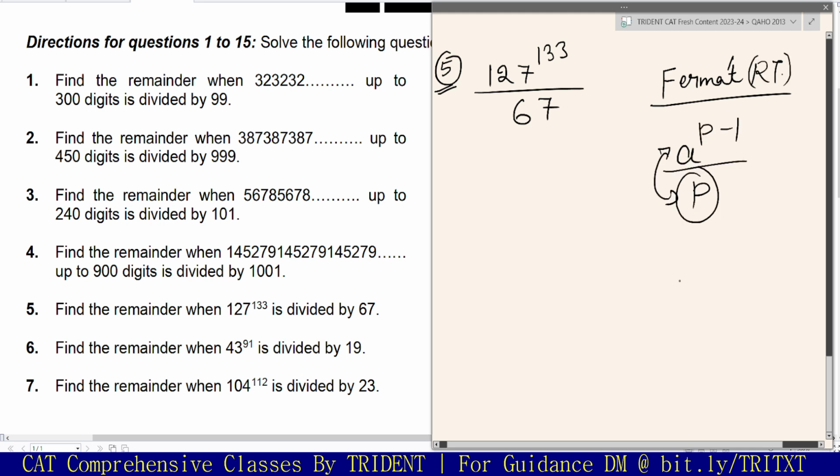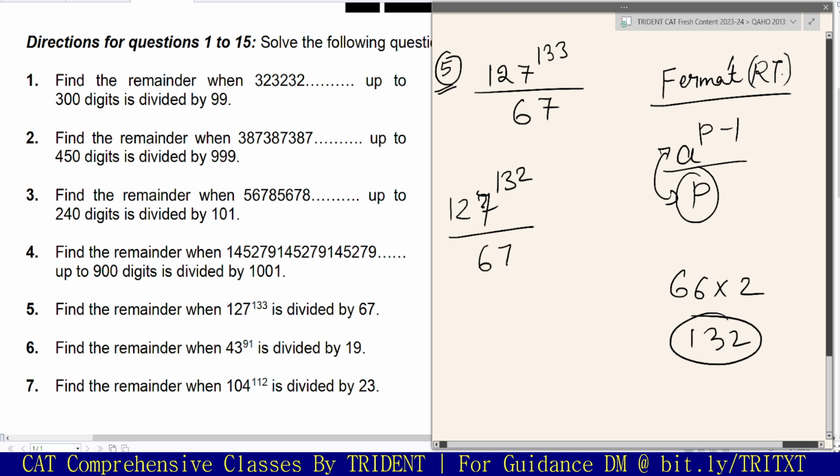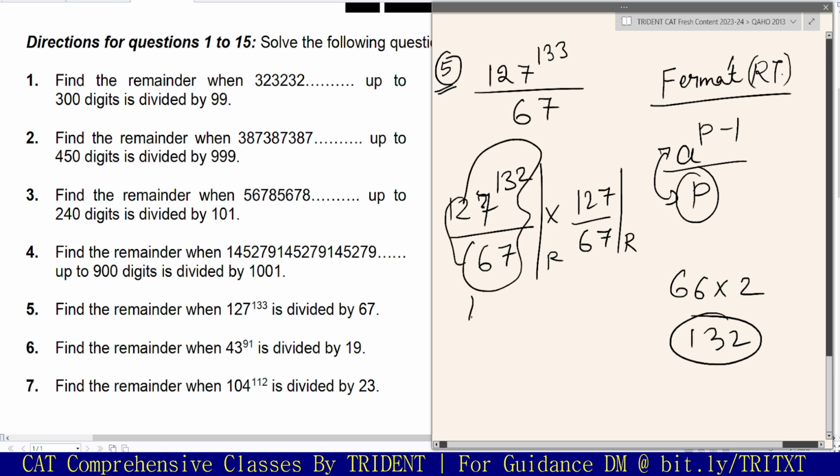1. 66 into, let's say, 2, so this is 132. I hope that made sense. 66 into 2, 132. This is 127 raised to the power 132 by 67 into 127 by 67. I hope that makes sense. Why is it I'm doing this? These are just for the remainders. Okay, these are not actual multiplication as such. This thing will become 1.